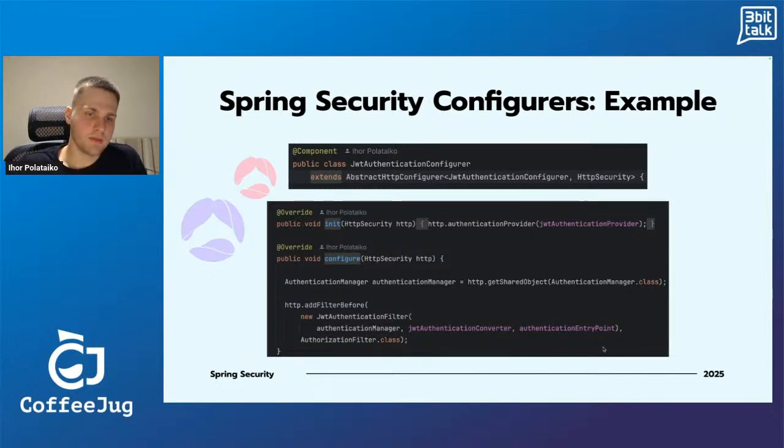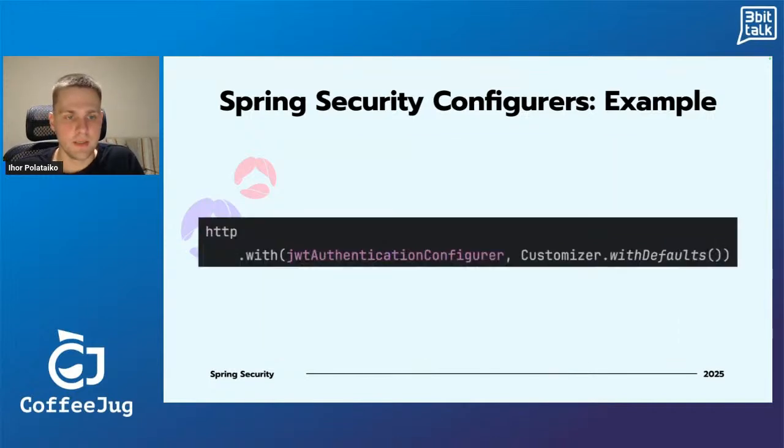So here, in two methods, I specify the whole authentication mechanism as a separate modular setup, which can be applied independently, simply by leveraging this method. On HTTP security, I call this method and specify the instance of my configurer. The other parameter can be used to further configure it, but here I'm just passing an empty lambda, which is Customizer.withDefaults.